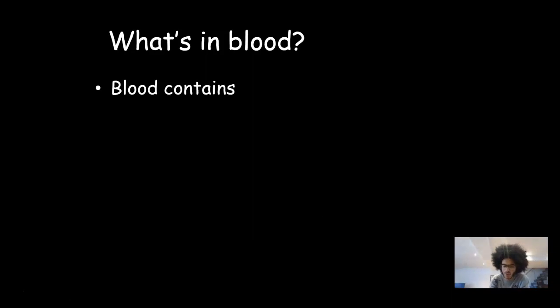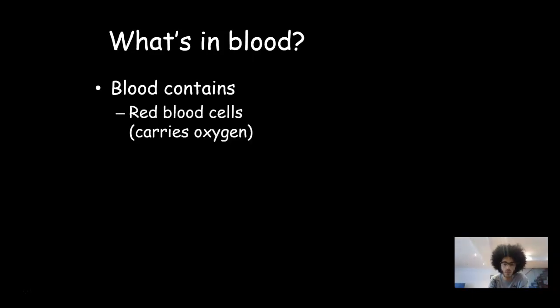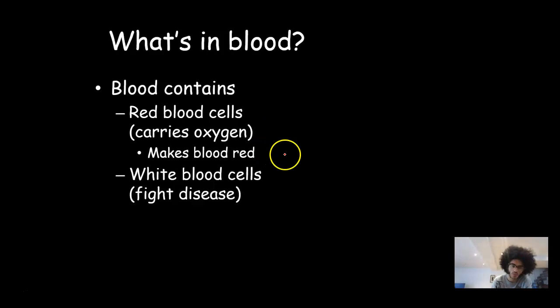So first off, what's inside blood? Now, blood is obviously this red liquid that flows inside us as well as other creatures as well. And it contains a number of things. Okay, so first off, it contains red blood cells. Now, the red blood cells are the things that actually make blood red, and they carry oxygen. The chemical that makes blood red, in case you're wondering, is called hemoglobin. All right. There's also white blood cells.